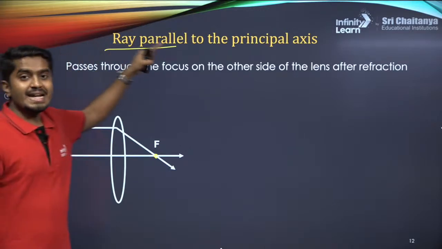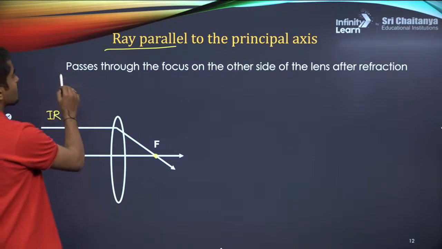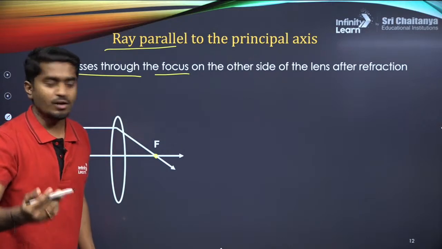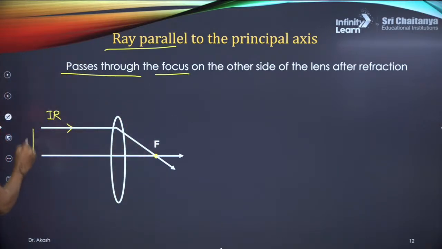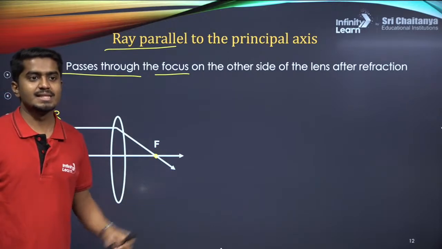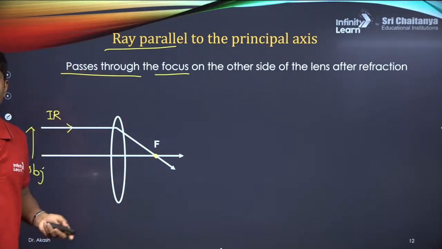So when the incident ray is parallel to the principal axis, after refraction it passes through the focus on the other side of the lens. There is a focus on the other side, the side opposite the object, that is the other side of the lens. Clear? So this is the first rule.